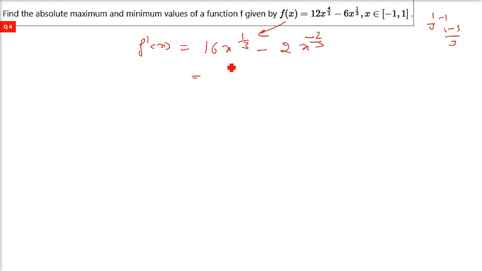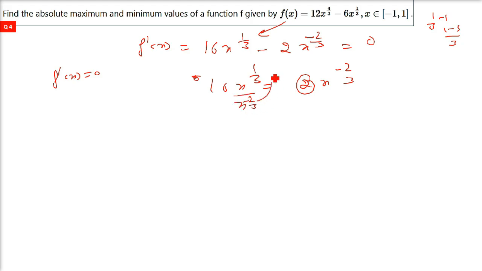Now just equate it to 0. When you equate it to 0, you are going to get x here. So this is 16x raised 1 by 3 is equal to 2 x raised minus 2 by 3, and 16 and 2 will give you 8. x raised 1 by 3 and x raised minus 2 by 3 will also give you something. Wherever it comes, you can do it by yourself. I'm just giving you hints. This is just computation. Understanding the logic is important rather than mugging up the question. Okay, so x is 1 by 8 here.